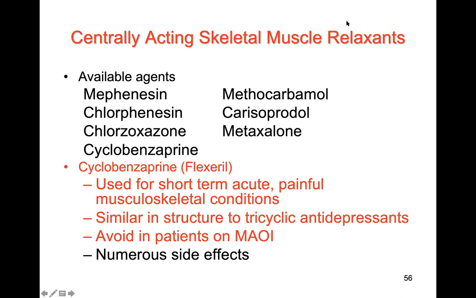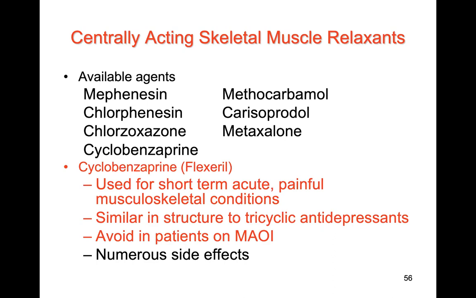So we have a number of drugs. We're not going to look at all of these, but some centrally acting skeletal muscle relaxants: mephenesin, chlorphenesin, chlorzoxazone, cyclobenzaprine, carisoprodol, metaxalone. So I'm just going to hit some of the common ones that are here. We'll start off with cyclobenzaprine, which is Flexeril. Again, I'm not requiring you to know trade names, but sometimes I'll throw the trade name out because sometimes you'll be familiar with it.